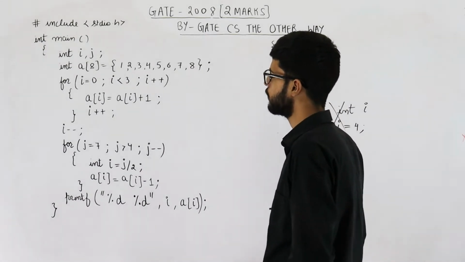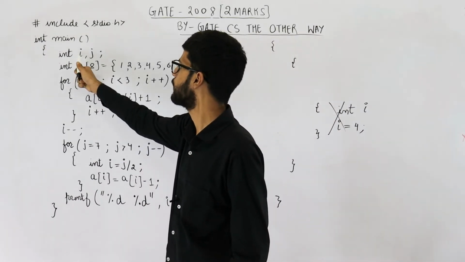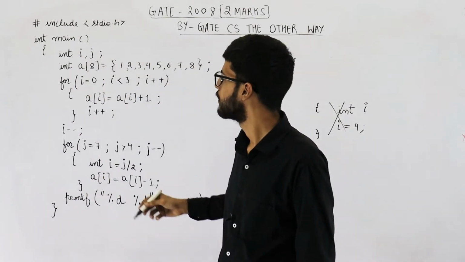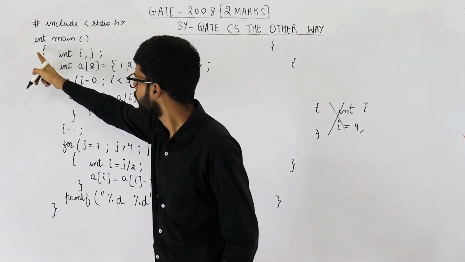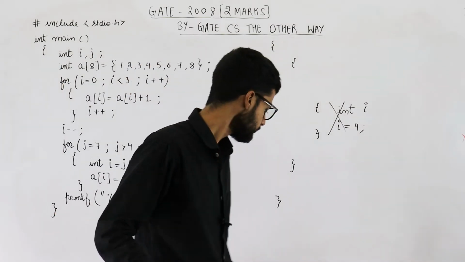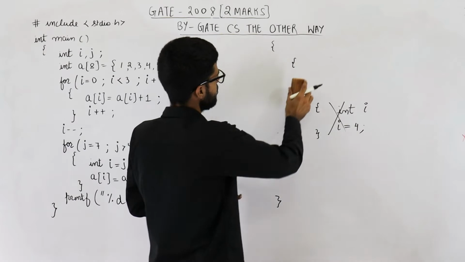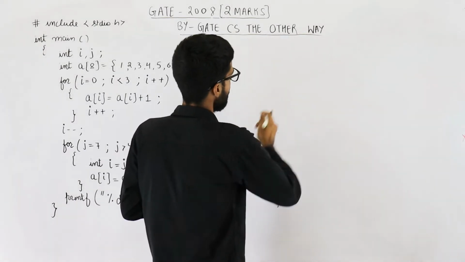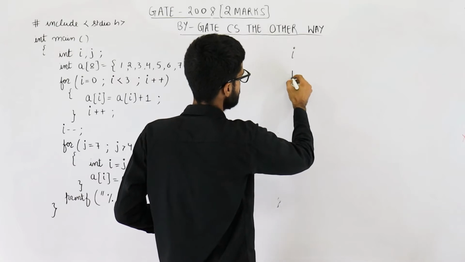So in this question, you are trying to declare two variables, int I and j. First of all, find the scope of these variables. So they are declared in this block. So its scope will be from here to here. Okay. So let me just declare these variables. They are called I and j. So this is I, this is j.